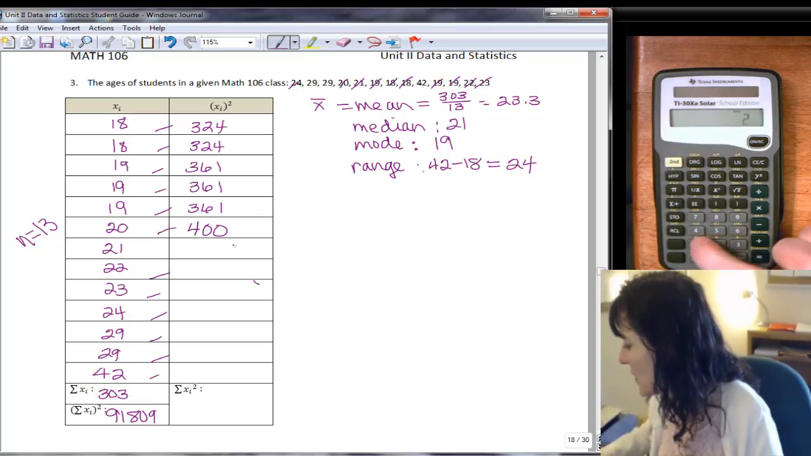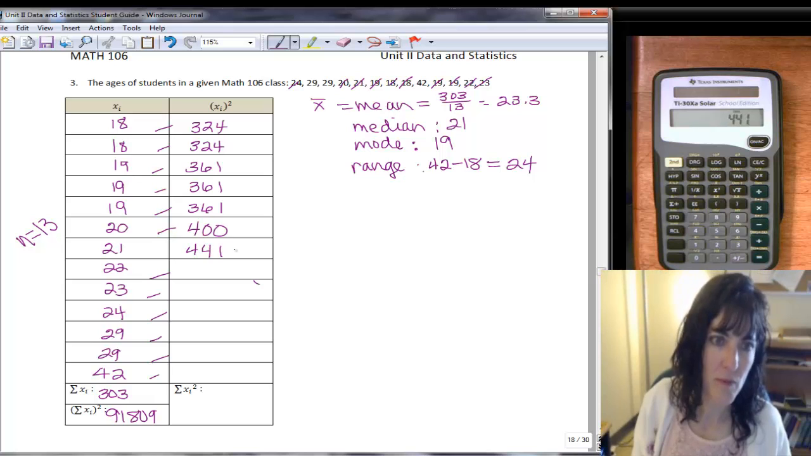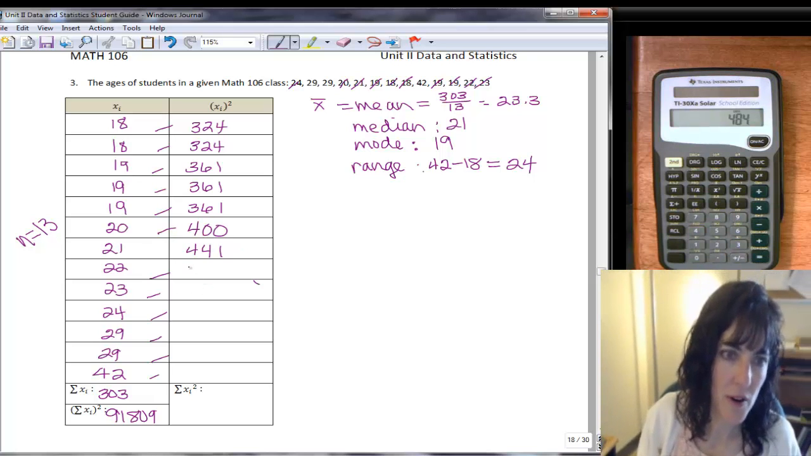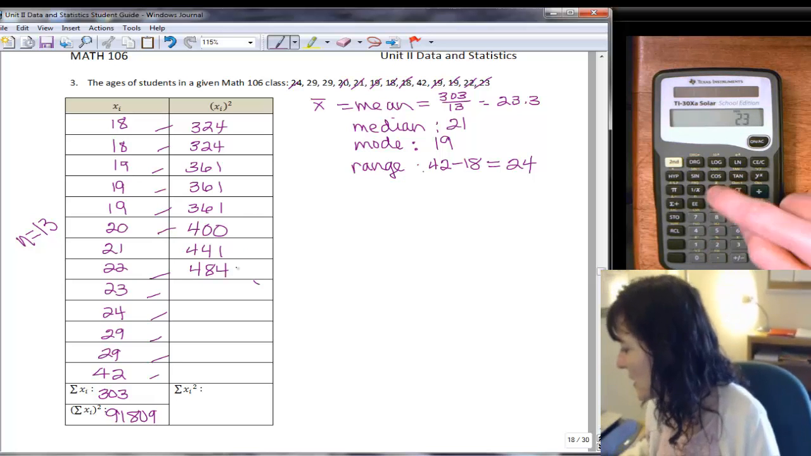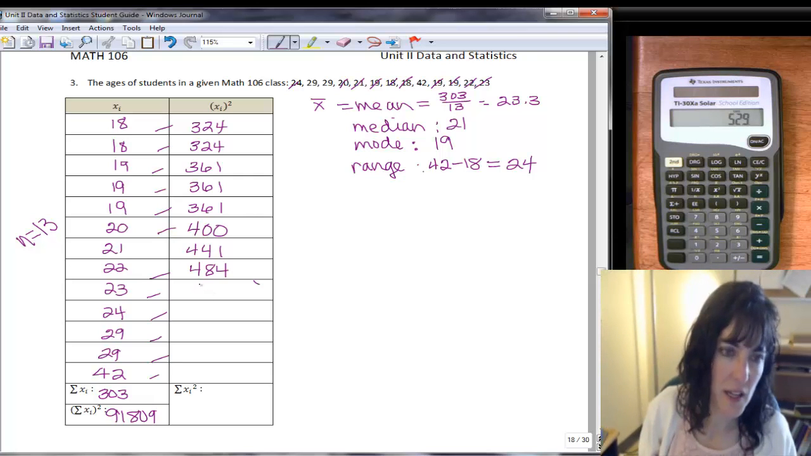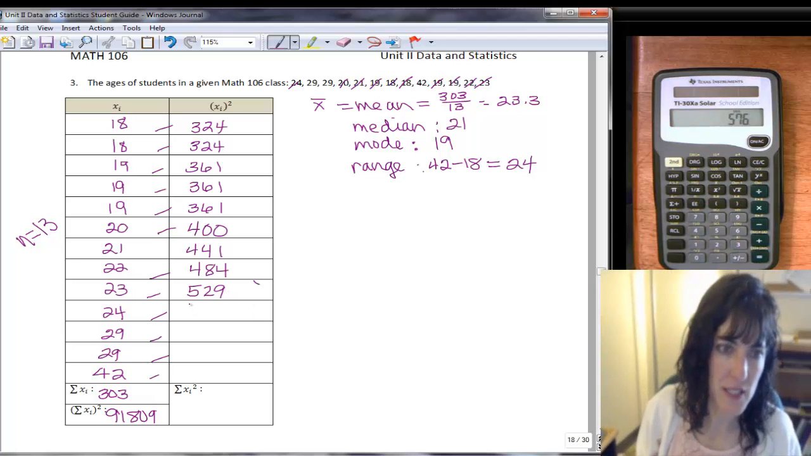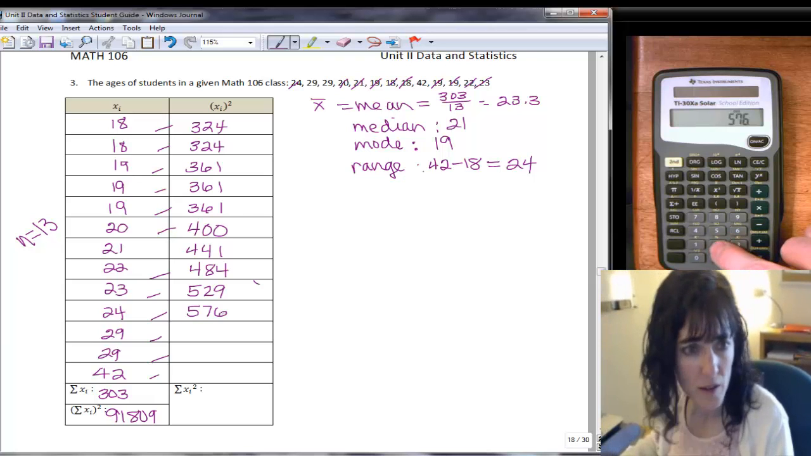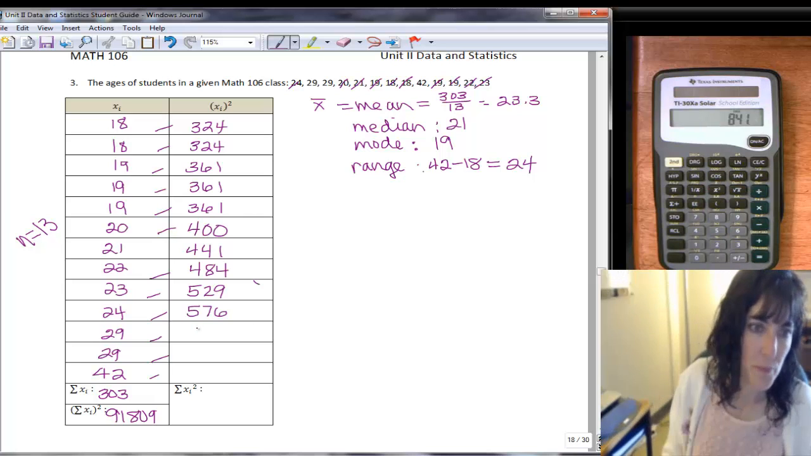21 squared, 441. 22 squared, 484. 23 squared, 529. 24 squared, 576. 29. Yep, 29 squared, 841.